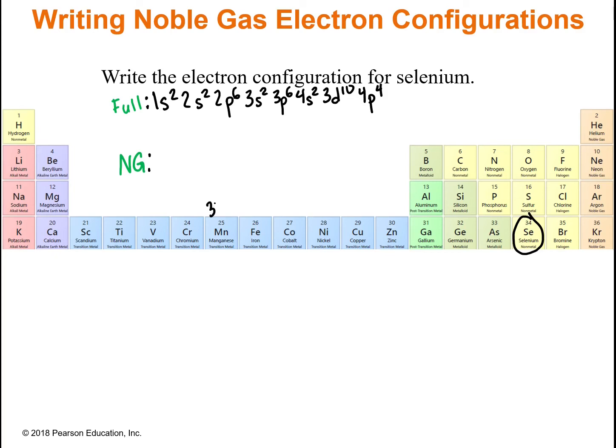Manganese, we stopped at 3d5. Selenium, we finished this 3d, so that's 3d10. And then we got onto the p block with 1, 2, 3, 4.